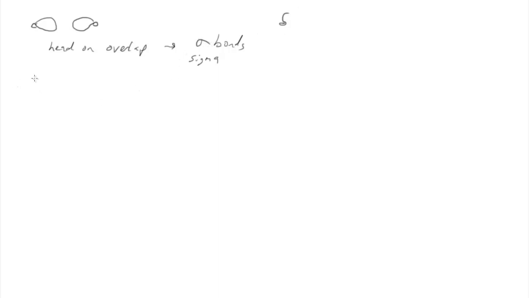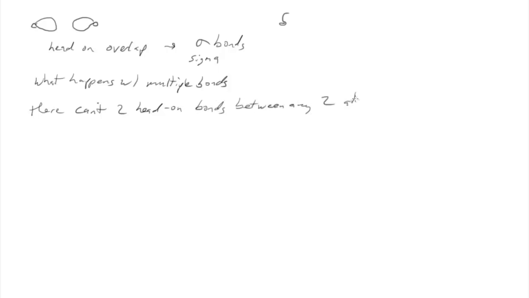Now, what happens with multiple bonds? Well, first of all, there can't be 2 head-on bonds between any 2 atoms. If there's a head-on bond, there's already a bond in that space. We can't put a second one in the exact same space. So the additional bond must be a different type of bond altogether.